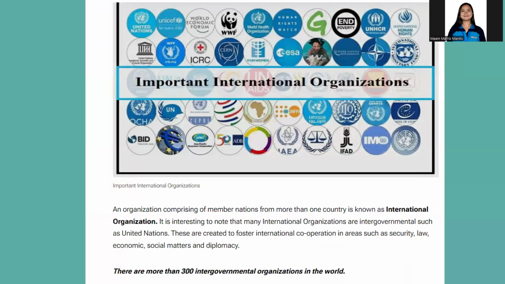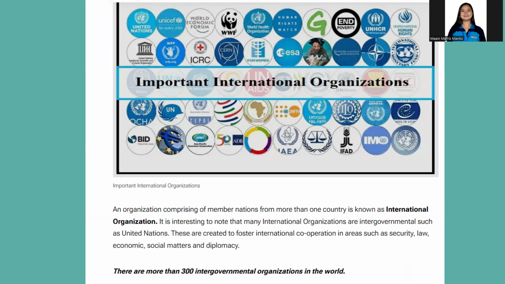There are around 300 intergovernmental organizations around the world. There are a lot of them. Actually, I don't know all of them. I can see ILO, International Labor Organization. I can see ADB, Asian Development Bank. I can see UNICEF, United Nations, World Health Organization. What else? So actually, there's a lot.